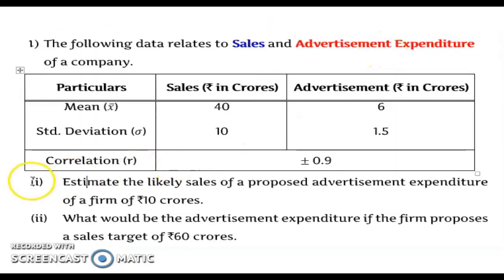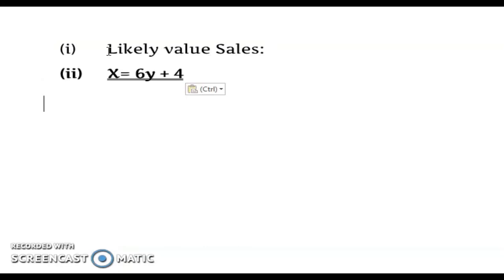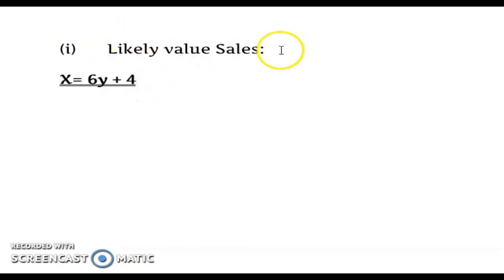So the first question, which they have given as I, the first point. So we are finding the likely value of sales using our x on y equation. This is our x on y equation, and we are using this equation to find the likely value of sales.